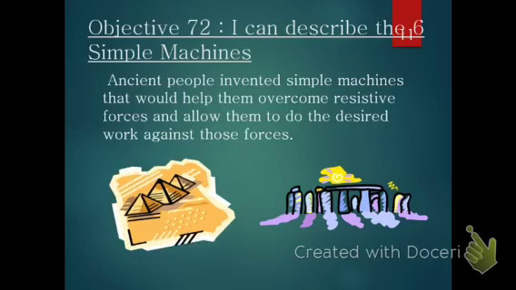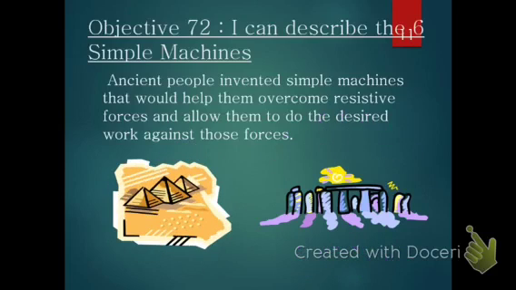Okay, moving on. From electricity to simple machines. So this is going to be a quick review. You guys have done simple machines. We're going to review them quickly and talk about how they affect efficiency and mechanical advantage. So first off, why were simple machines invented? They were invented by ancient people to help them overcome resistive forces and allow them to do the desired work against these forces. Think about some of the amazing things that ancient people did, like build the pyramids.